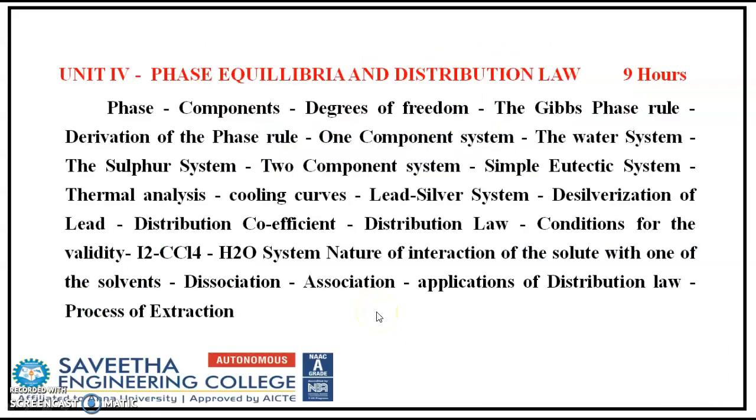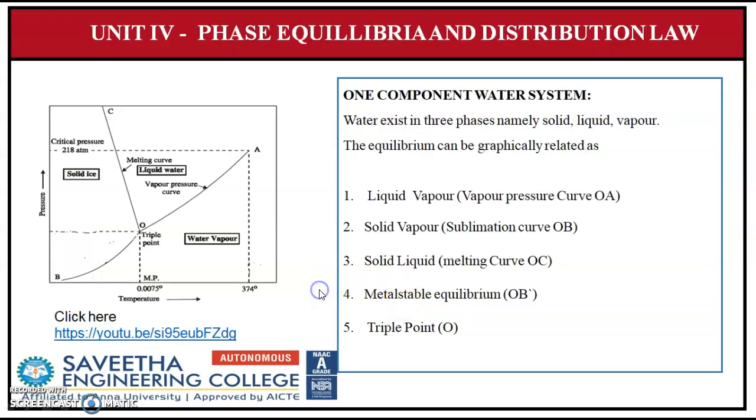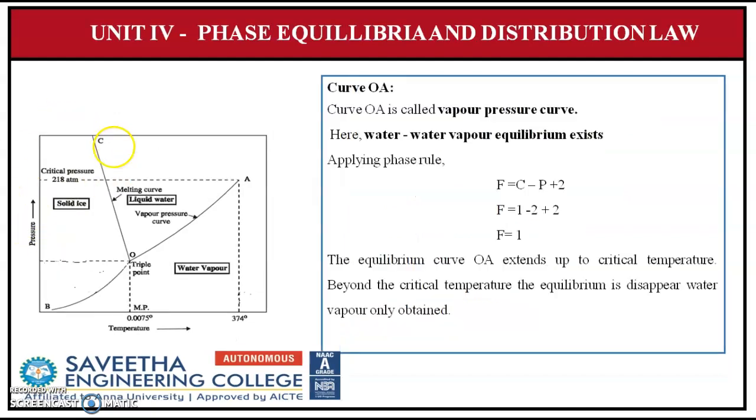Hi students, today we are going to discuss one component water system. So we are going to take an example of water system. We know already water exists in three different phases, namely solid, liquid and vapor. So here the equilibrium can be graphically related as liquid vapor equilibrium, solid liquid equilibrium, solid vapor equilibrium, metastable equilibrium and triple point. So we'll discuss one by one.